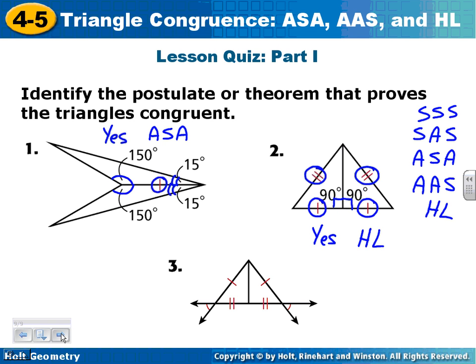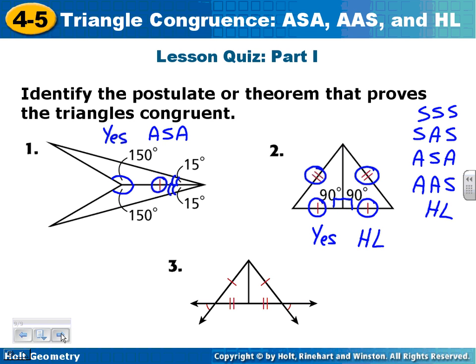Now let's do number 3. Even though those 2 triangles look like they're right triangles, I don't know for sure because they're not marked. They're not marked with the box in the corner, and they're not marked with the 90 degrees in the corner. So I cannot assume they're right angles. So that means that HL is out. I cannot use HL because I don't know if I have right triangles or not.